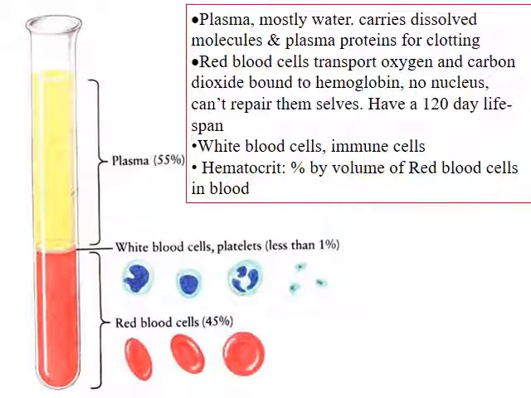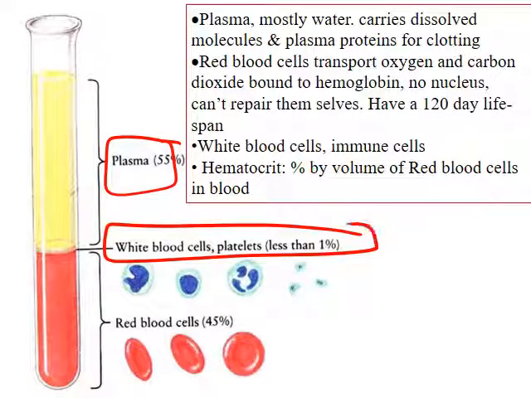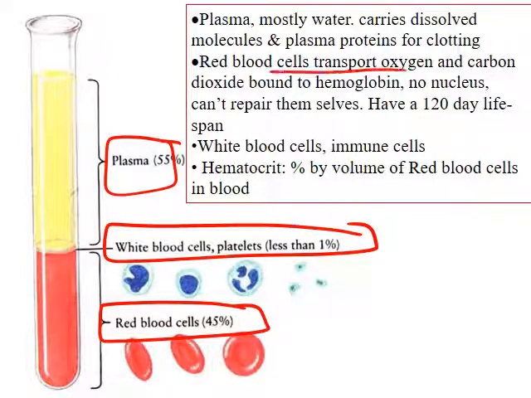Here, this figure shows the composition of blood. It is composed of 55% plasma, less than 1% white blood cells and platelets, and 45% red blood cells. Plasma is mostly water; it carries dissolved molecules and plasma proteins for clotting. Red blood cells transport oxygen and carbon dioxide, which are bound to hemoglobin. This is the idea. I'm going to talk about this in the coming 2 slides.